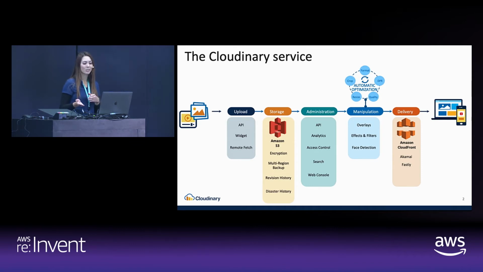You can do access control. We have a search API as well that you can use. And then from there, if you want to manipulate your assets, you can do that, and that's something really cool that we do. You can see there's automatic optimizations, and you can do things like apply overlays. You can use effects and filters, facial detection, all kinds of different things. And then for delivery, we'll deliver that with a CDN. It'll either be Amazon CloudFront, Akamai, or Fastly.